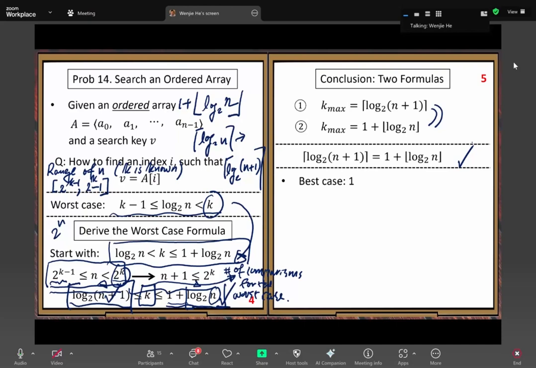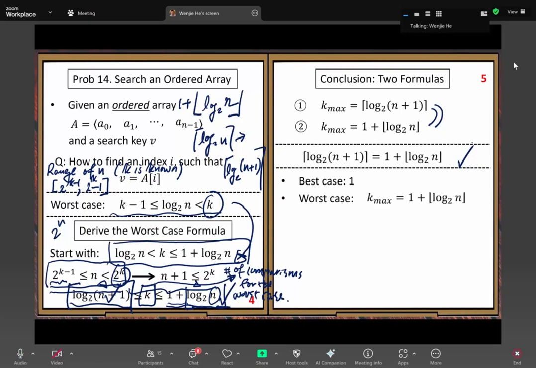Now discussion. The best case is one comparison, because when you compare the given key with the median of the array, they are equal and you find it. One comparison. That's the best case. Only one comparison. And this is the worst case.